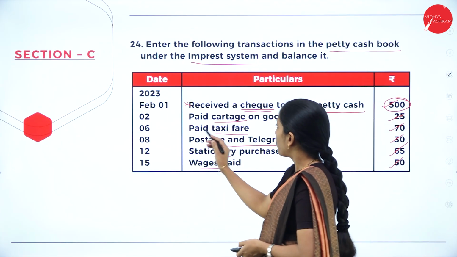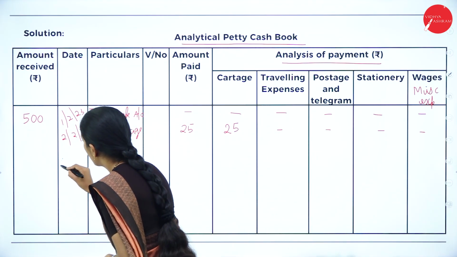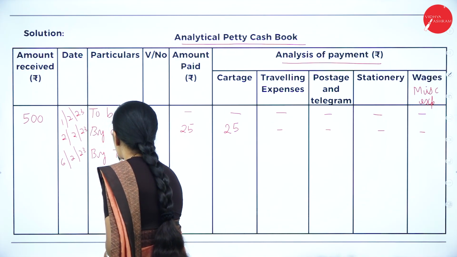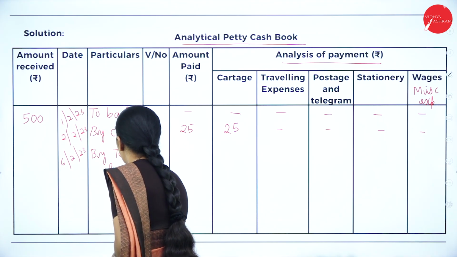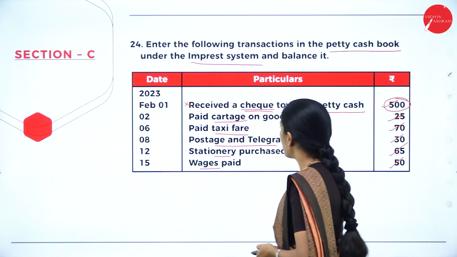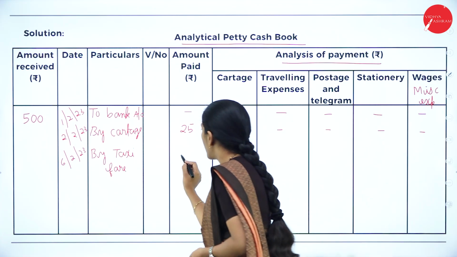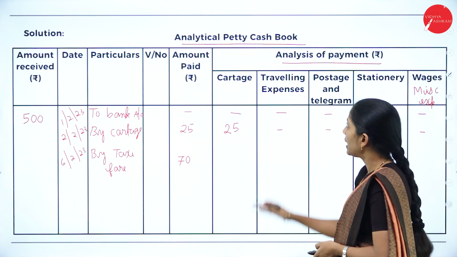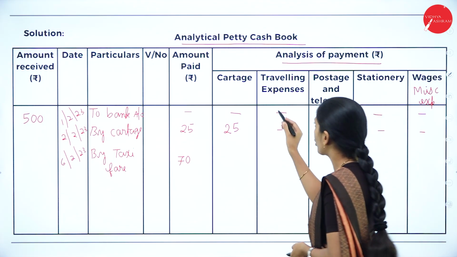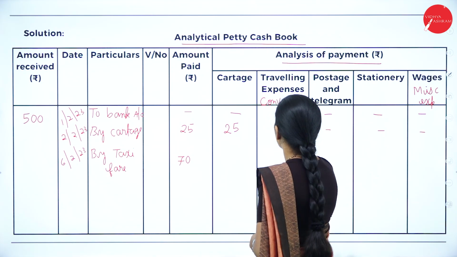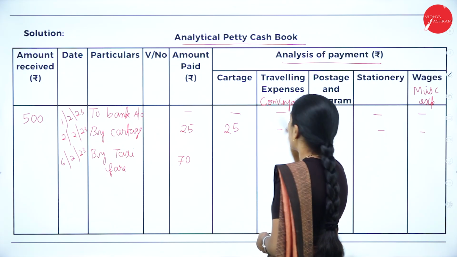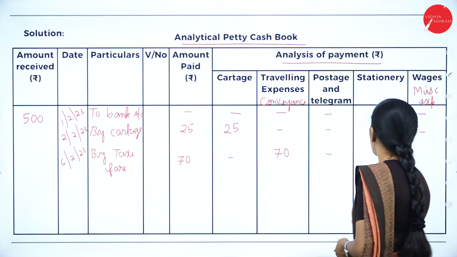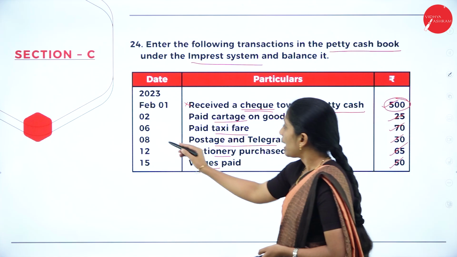Okay, next one. Paid taxi fare. So 6/2/23 by taxi fare. By taxi fare. And the amount paid is how much? 70 rupees. So we'll write 70 here. Then under which column we have to write this taxi fare? Under travelling expenses, or it also can be written as conveyance. Okay, so 70 rupees. So here we will write 70. These columns are dash.